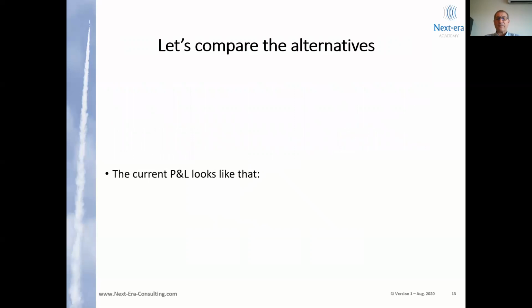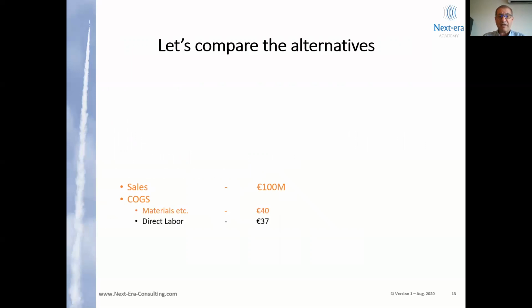Let's take a look at it from the cost accounting profit and loss. Sales are 100 million. Cost of goods sold, we will not consider inventory here. Material is 40%, therefore 40 million. Direct labor, 37 million. Therefore, total cost of goods sold is 77 million euros. Gross profit, 23 million. Operational expenses, 25. And the company is losing 2 million euros. This is the P&L before the decision that is on the table.